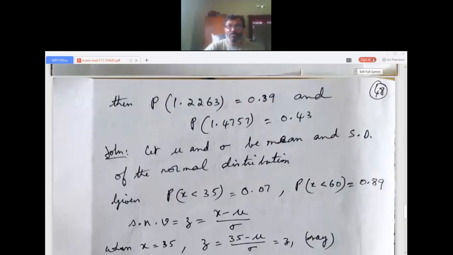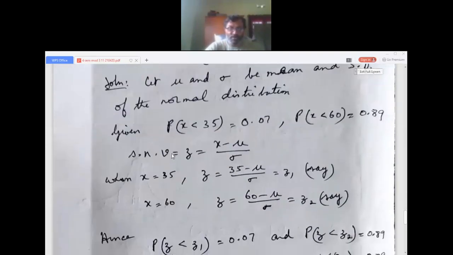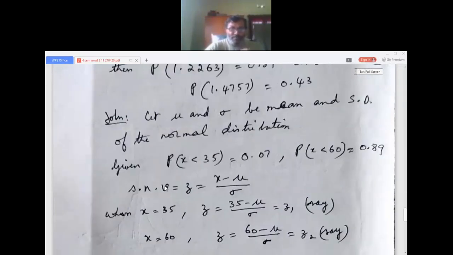Then we use the standard normal variate. The standard normal variate Z is equal to X minus mu by sigma. So when X equals 35, put here 35 minus mu by sigma. We don't know the mu and sigma values. We have to find the mu and sigma values.